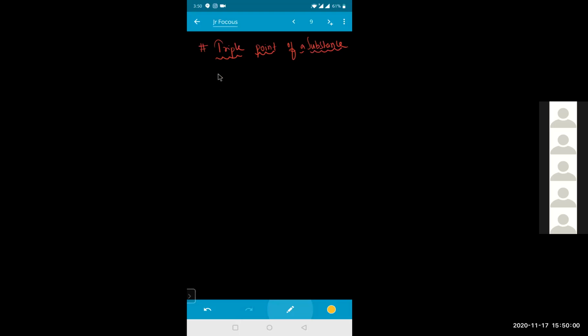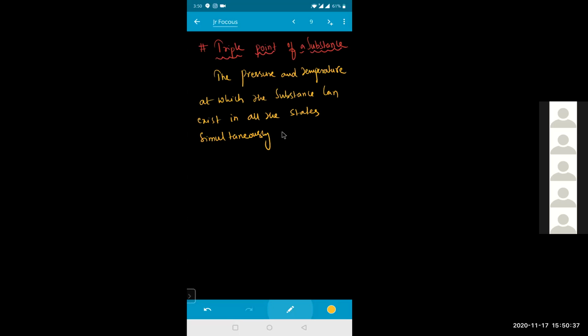You must know this, LT students. So I can say here: the pressure and temperature at which the substance can exist in all the states simultaneously is called the triple point of a substance. And that pressure is approximately 4.59 mm of mercury.